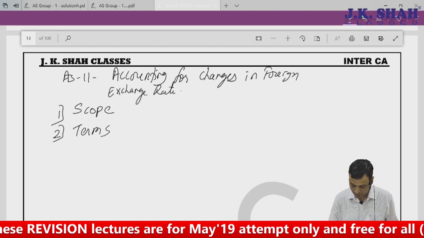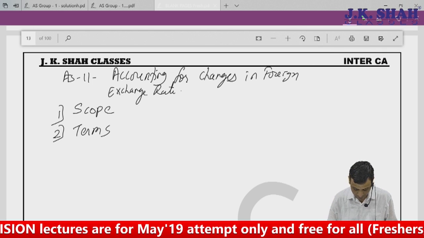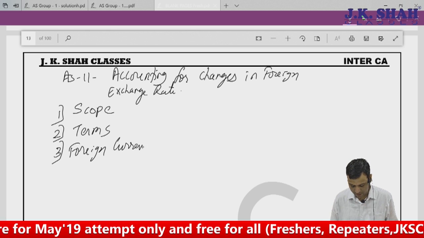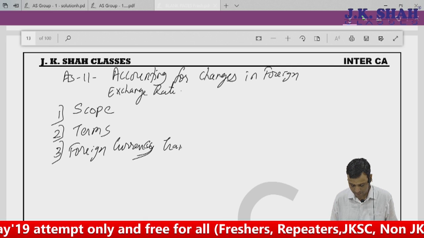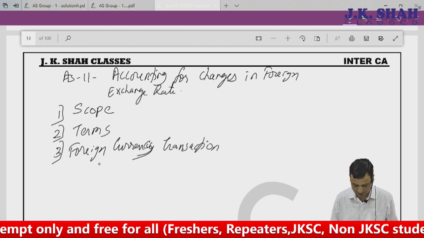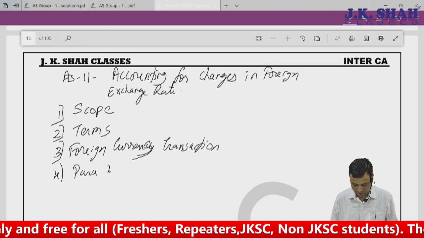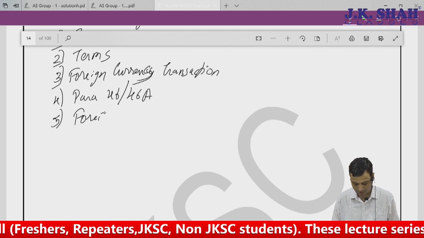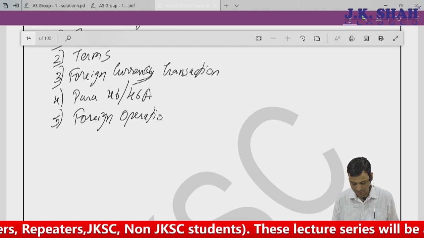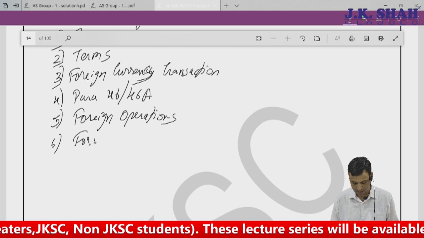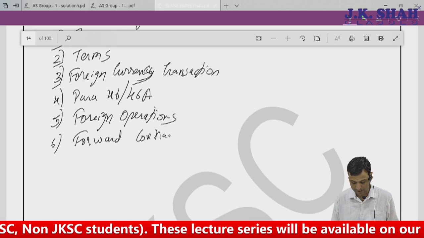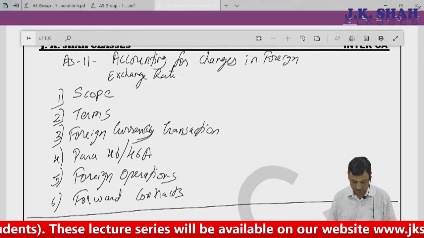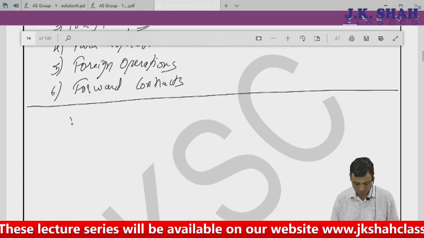The points which I am going to cover here: scope, terms, foreign currency transaction, the way we are going to account for foreign currency transaction, then para 46 or 46A, foreign operations, and forward contracts. These are the points which we are going to discuss as far as AS11 is concerned. Let's start with the first area, that is scope.